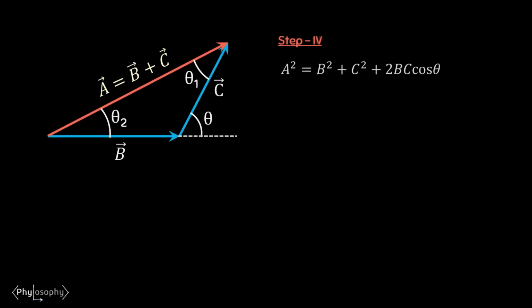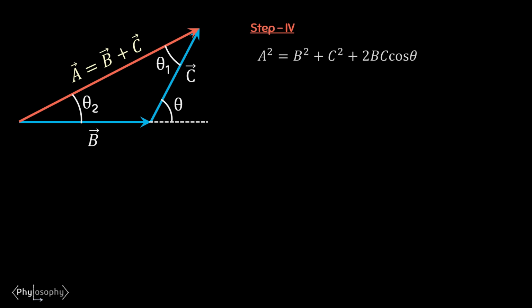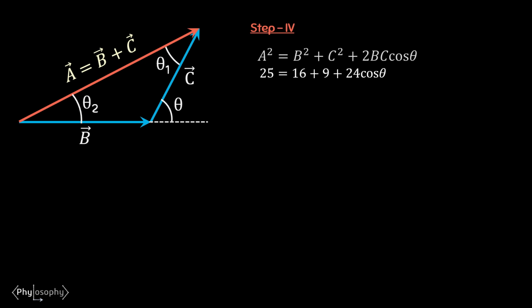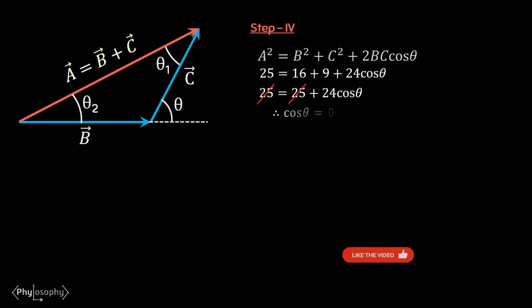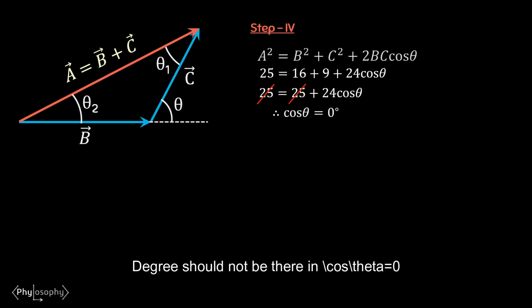Now the final step. In this step, we will solve this problem. So put all the values for the magnitudes of A, B and C. Then you will get 5 squared equals 4 squared plus 3 squared plus 2 times 4 times 3 times cos theta. This implies 25 equals 16 plus 9 plus 24 cos theta, which is equal to 25 plus 24 cos theta. Now 25 will cancel out, therefore we can write cos theta equals 0 or theta equals 90 degrees.